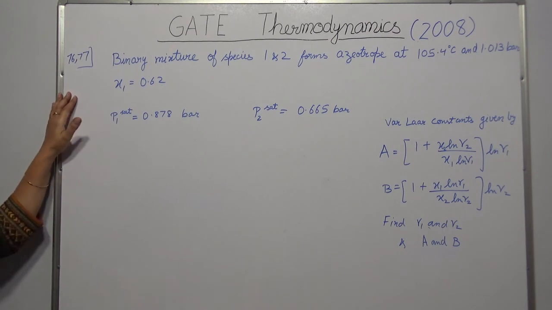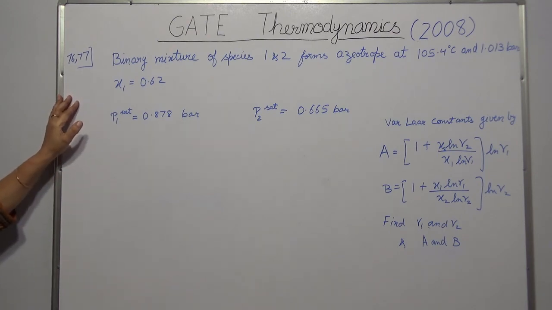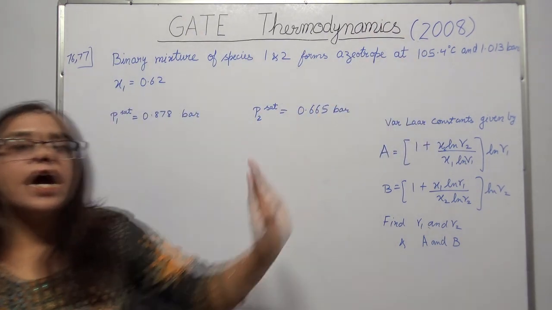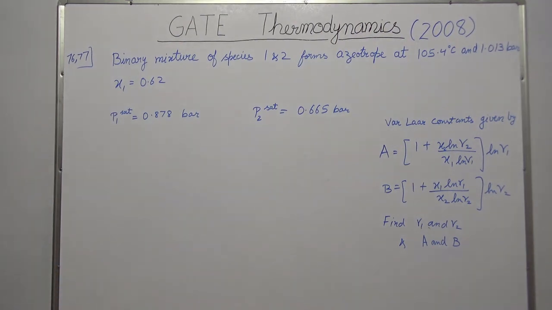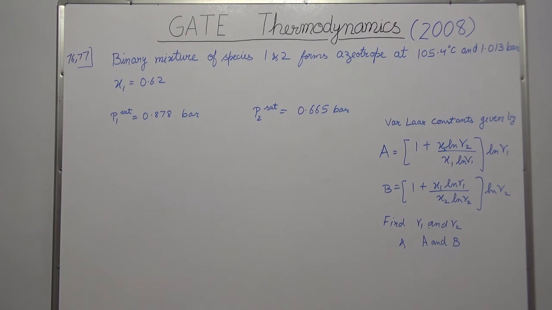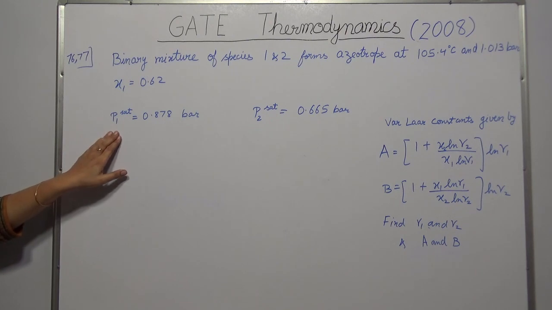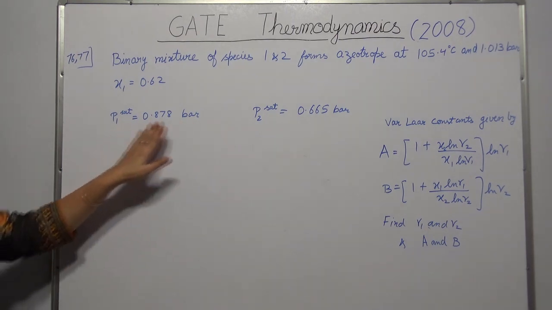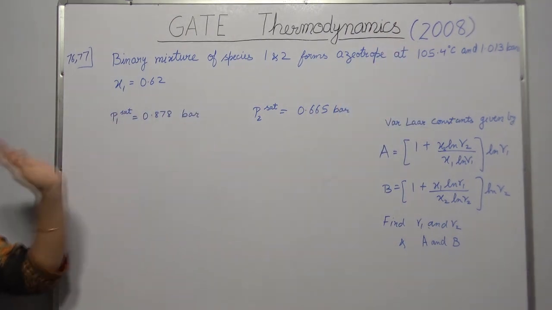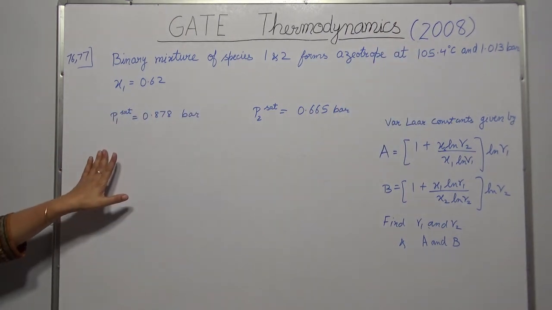The next problem which I am going to take says that you have a binary mixture which contains species 1 and 2, and it forms an azeotrope at 105.4 degrees centigrade and a pressure of 1.013 bar. The liquid phase mole fraction of component 1 is 0.62 at 105.4 degrees centigrade. The pure component vapor pressures of species 1 and species 2 have been given. These are the saturation pressures at the temperature at which the azeotrope is formed.